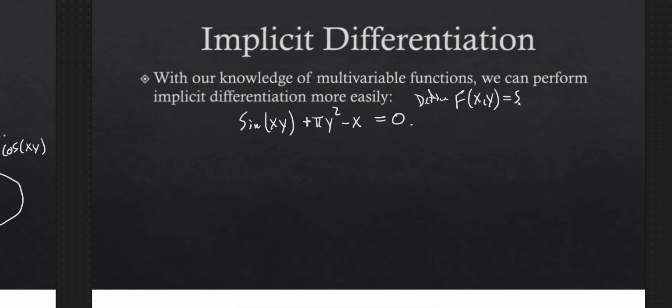And I'm going to define that to be sine of xy plus pi y squared minus x. And the interesting thing about this function is that it's always 0. Right? This function is always 0, so its partial derivative with respect to x, partial with respect to y, will be 0 as well because it's everywhere 0.